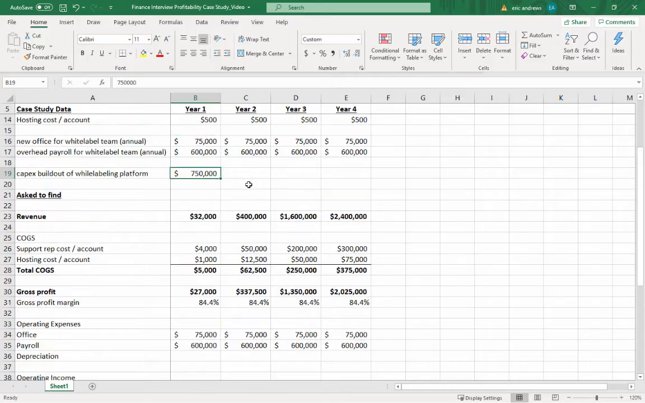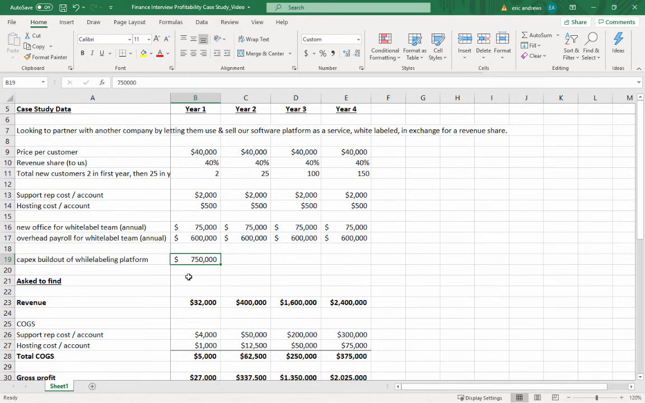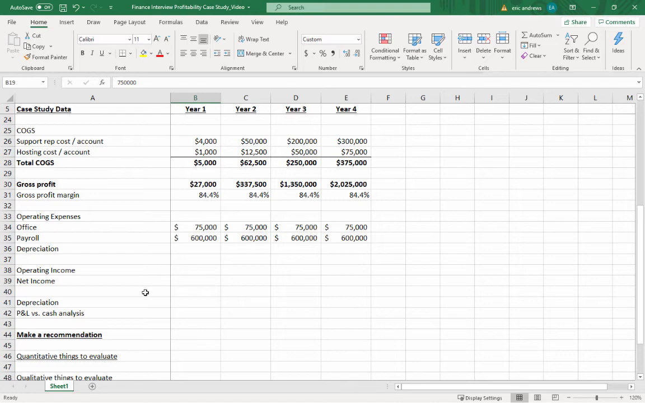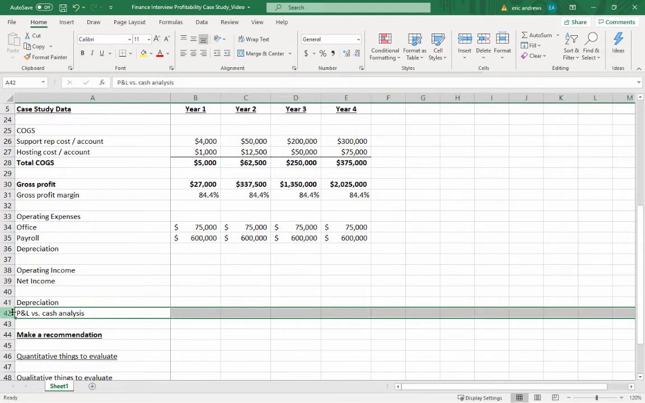In this situation, if the interviewer didn't give me a useful life, I would ask, what would be a good accounting useful life for this platform? In general, software, usually you depreciate it over 3 or 4 years. In this situation, I'm just going to make the assumption that it's 4 years. So I'm going to go down to this section below and look at the depreciation.